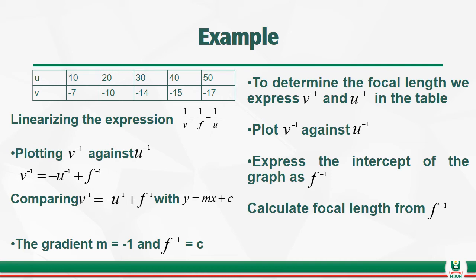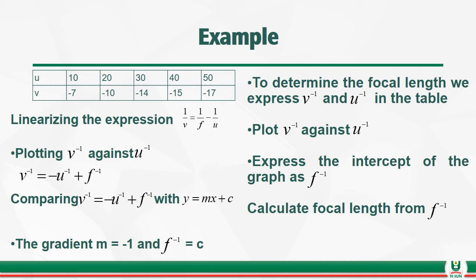The fact that our gradient is equal to minus 1 means we'll have a negative slope graph. And the point where our intercept hits the vertical axis is the inverse of our focal length.